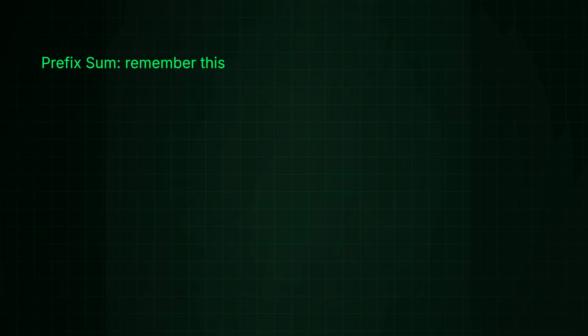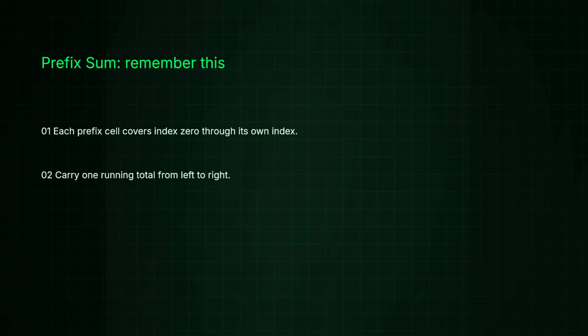Prefix sum comes down to 3 ideas. Each prefix cell covers index 0 through its own index. Carry one running total from left to right. Add only the new value at each position. O of n time and O of n output space.